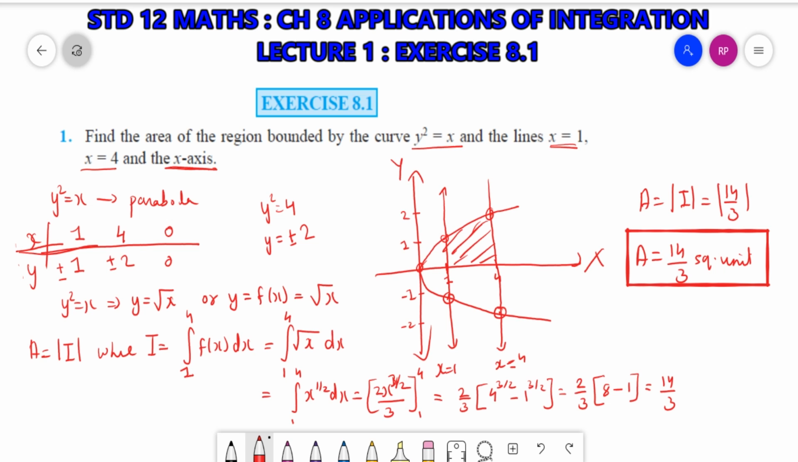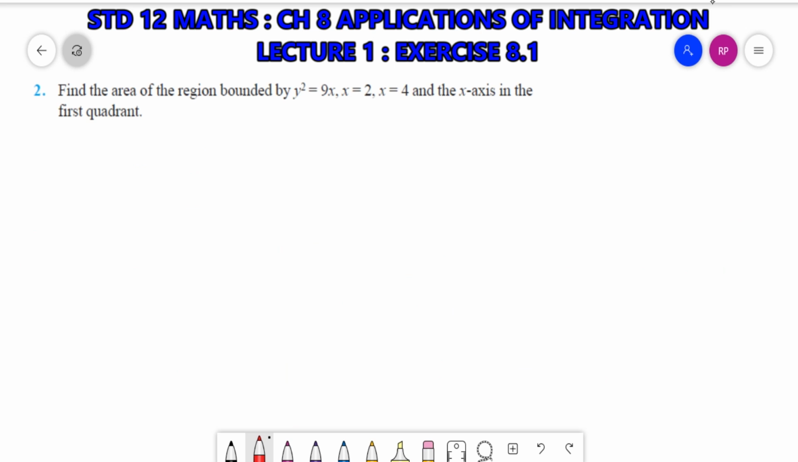Now let's move to the next, that is question number 2. Find the area of the region bounded by y square equal to 9x, x equal to 2, x equal to 4 and x-axis. The curve here is y square equal to 9x.